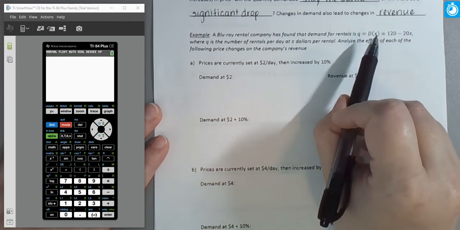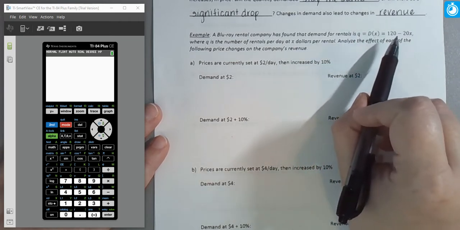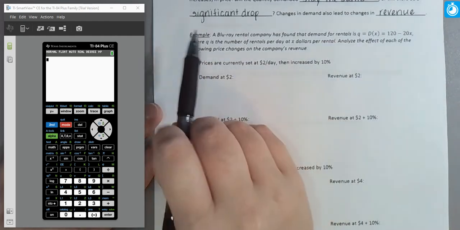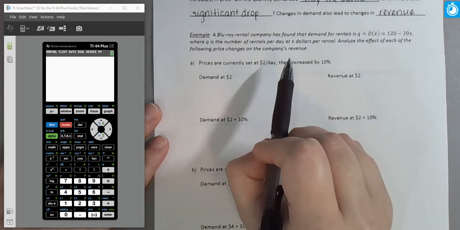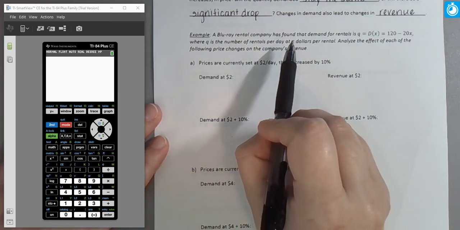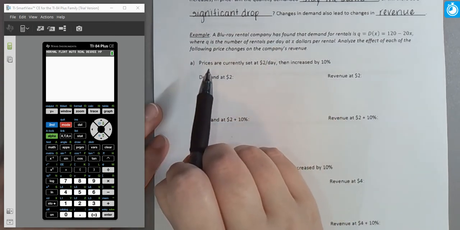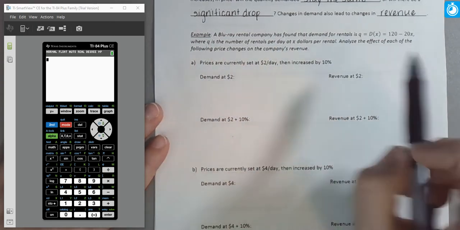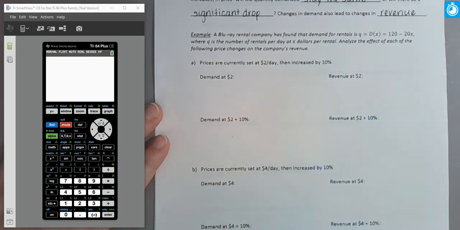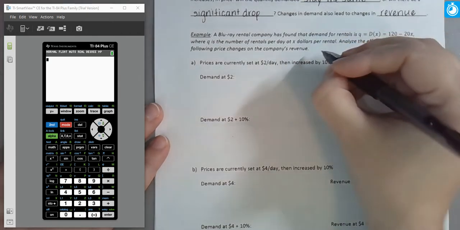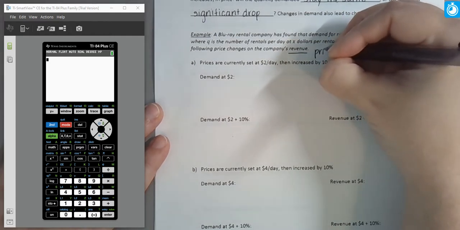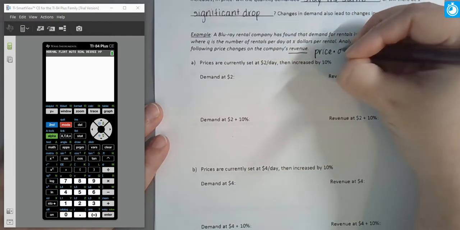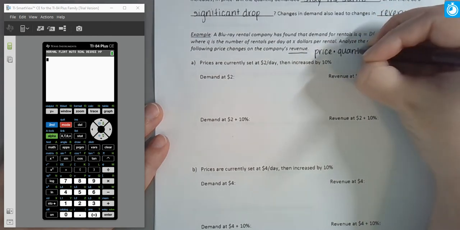In this case, our demand function is Q = 120 - 20x, where Q is the number of rentals per day, so the number of purchases at x dollars per rental. The input is the price, the output is the quantity people are willing and able to buy at that price. We want to analyze the effect of each of the following price changes on what the company's revenue would be. And keep in mind, anytime we talk about revenue, in general, revenue is going to be the price we charge multiplied by the quantity that's purchased.